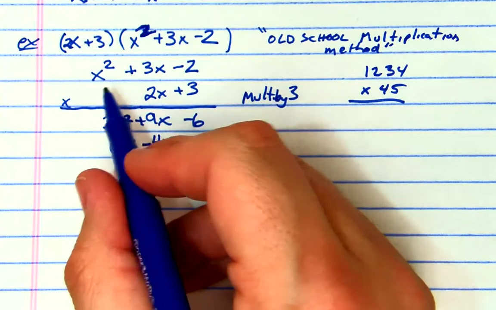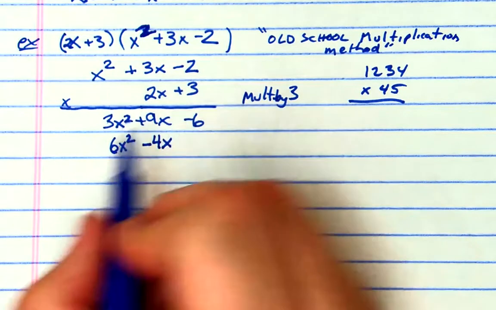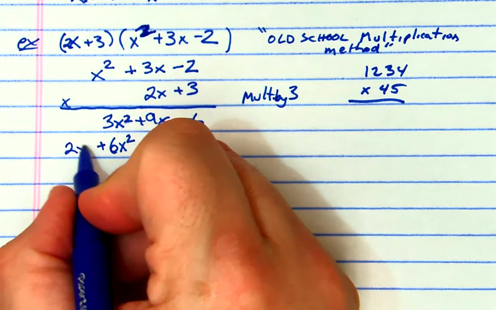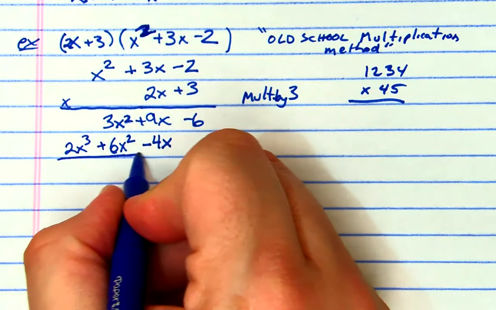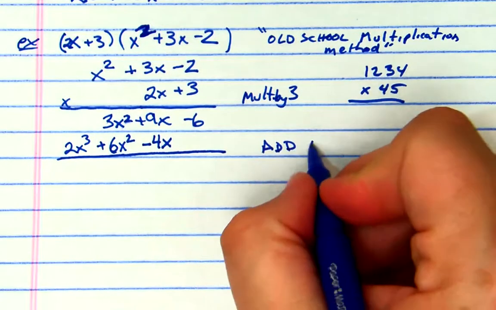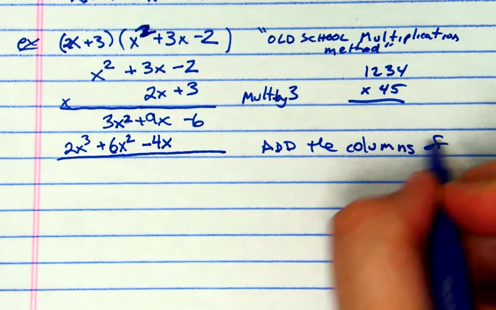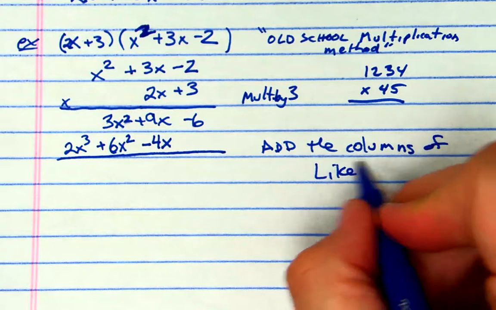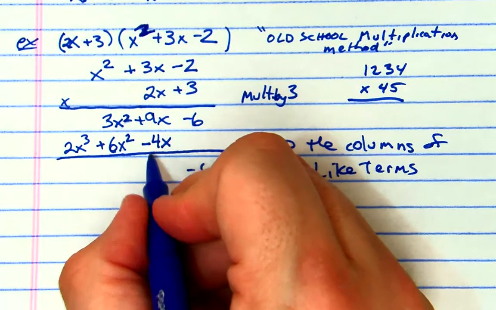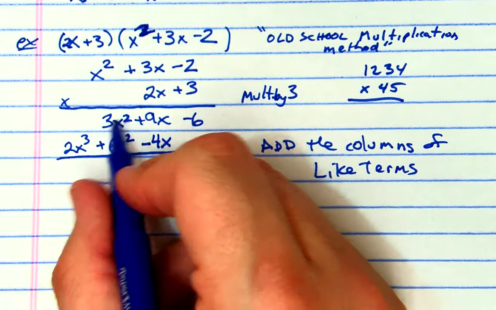And now I have 2x times x squared. Well, 2 times 1 is 2, because there's a 1 there. x times x squared is x cubed. I don't have a column for that, so I'll put a plus there because it's positive, and I'll just put 2x cubed. So I'll now add the columns of like terms. That's a negative 6. 9 minus 4 is 5x. That's positive. 3x squared plus 6x squared.